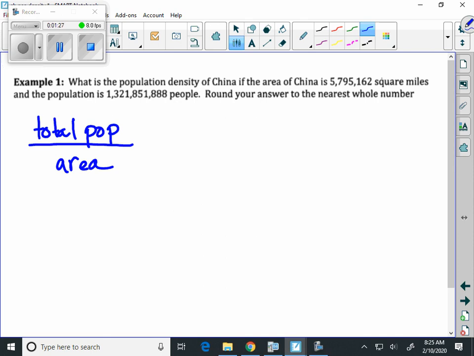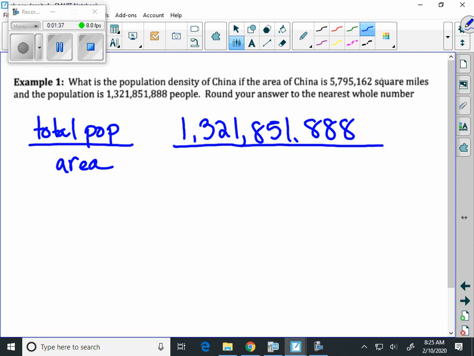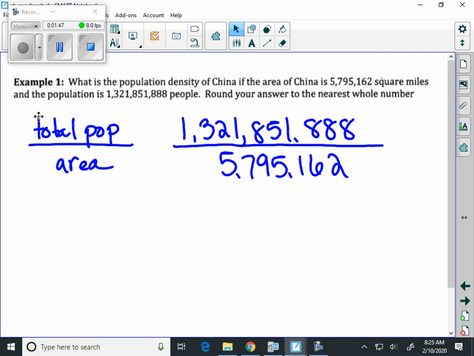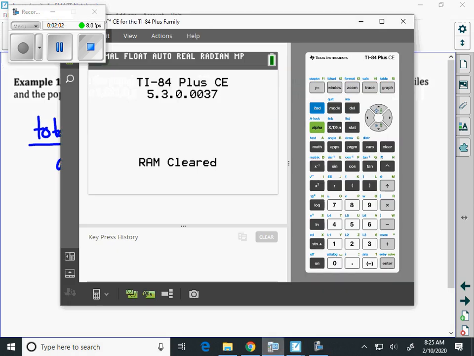So we can take our population, 1,321,851,888, divided by the area of China, which is 5,795,162. And Desmos or the calculator, whichever works for you, is what we need to type in. The hardest part is writing down those numbers, but be careful that you type it in correctly, which is what I'll have to be careful with as well.